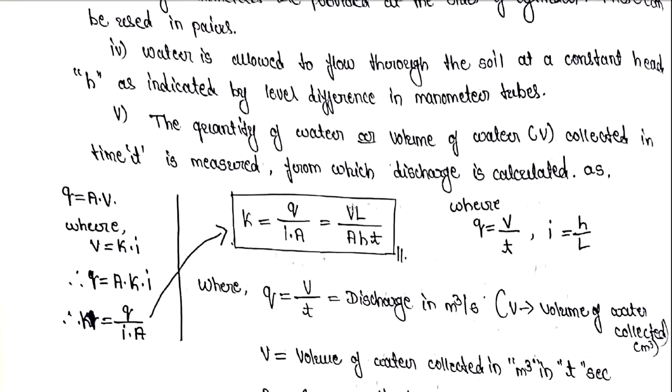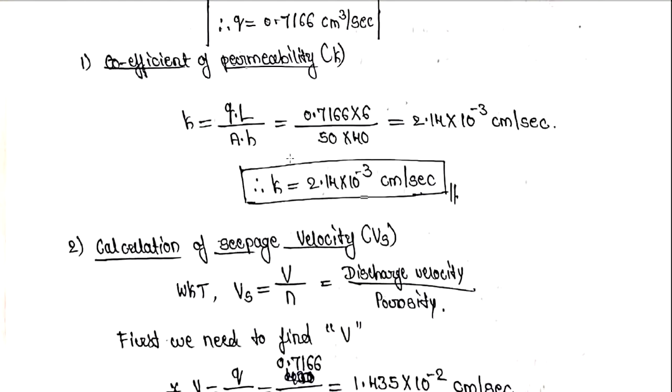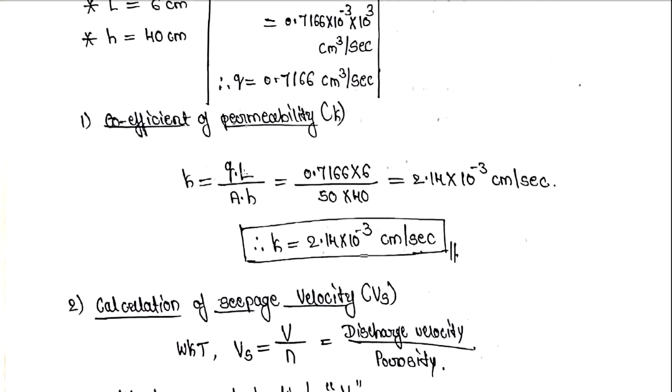So H by L, if I substitute, L goes to the top and H remains at the bottom. You can see volume divided by time, this is a volume, this is a time. So volume divided by time is nothing but Q. The same trick they have used over here. So Q they have given directly, so they are keeping it directly. So Q into capital L divided by capital A into H. I substitute all the values and get the answer as 2.14 into 10 to the power minus 3 centimeter per second.